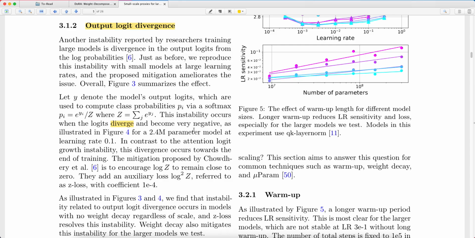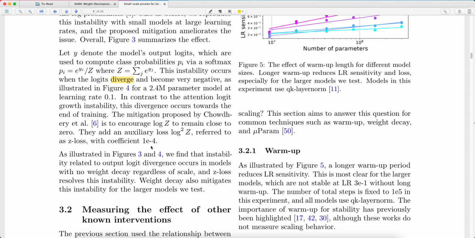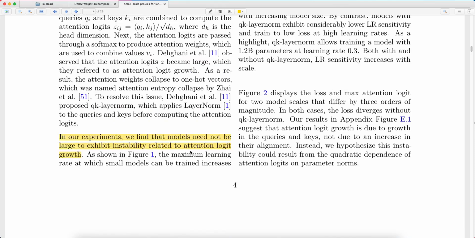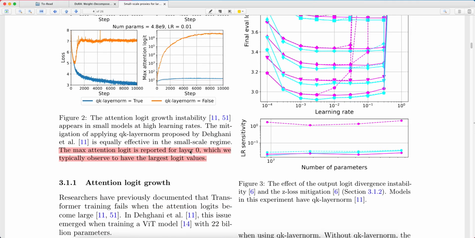Very cool. All right, we find that instabilities related to output logit divergence occur in models with no weight decay regardless of scale, and z-loss resolves this instability. Weight decay also mitigates the instability for the larger models we test. So did we look at figure 3? No, we didn't. The effect of output logit divergence and z-loss mitigation.